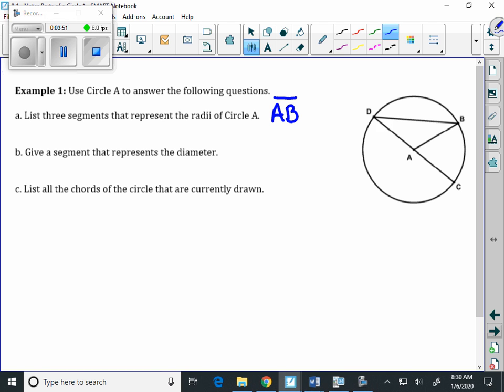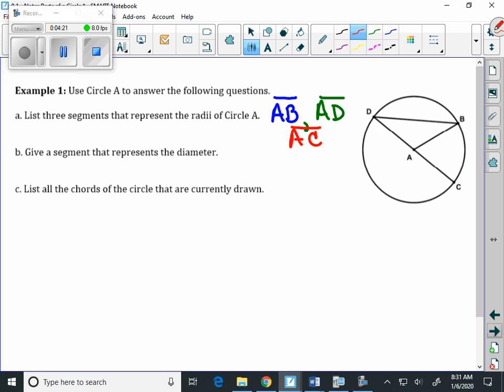Some of you can probably work ahead and get 2 more radii. Another radius is AD. Again, notice it's a point on the circle to the center of the circle. And thirdly, we have AC. Those are all radii of the circle.